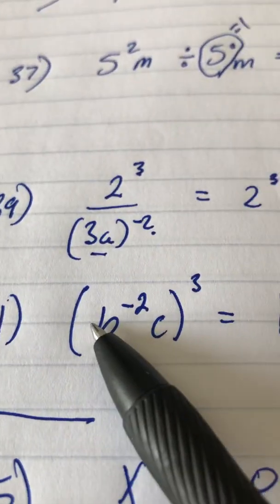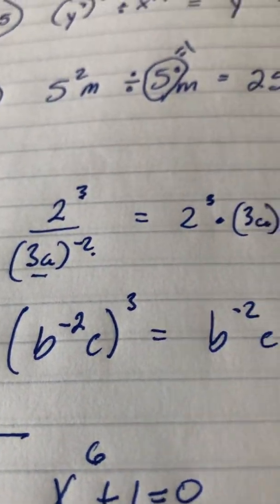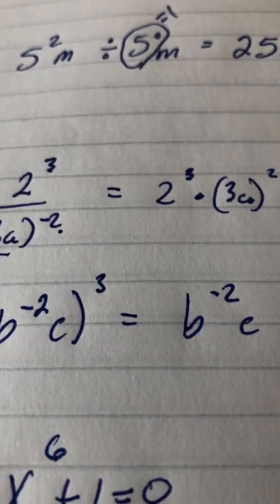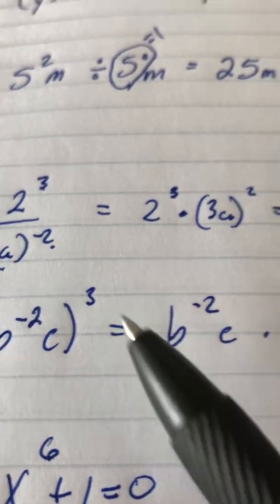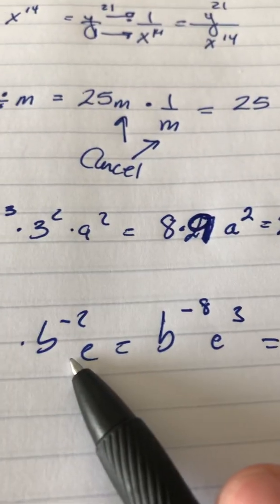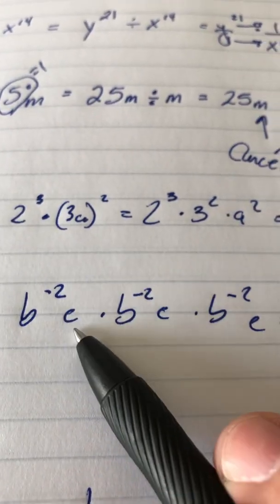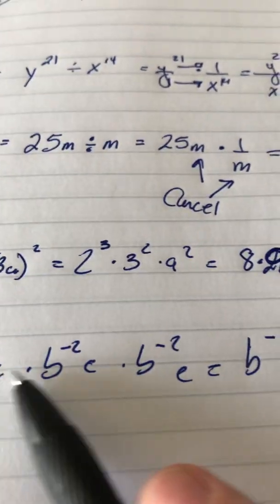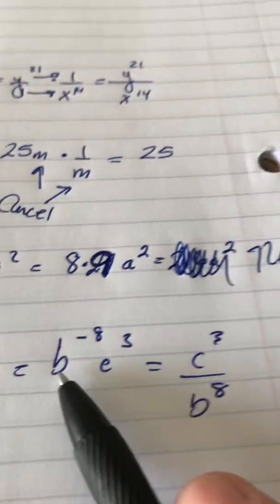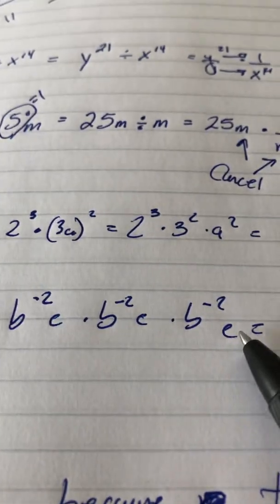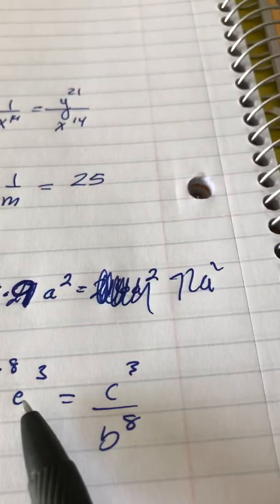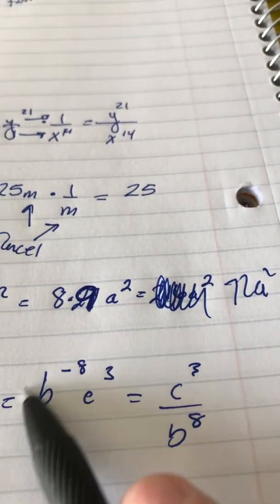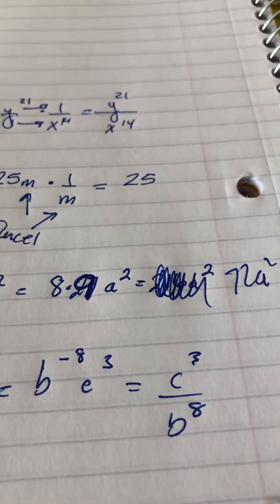41, you have b to the negative 2c, all raised to the 3rd power. I decided to deal with this one a little differently. Since there are 3 of them, I just wrote out all 3 of them. So I have b to the negative 2c, b to the negative 2c, b to the negative 2c. Because they're like bases, I just add the exponents, and I have b to the negative 6. And then c to the 1st, c to the 1st, c to the 1st is c to the 3rd power. And that's a negative exponent, so it moves down into the bottom.